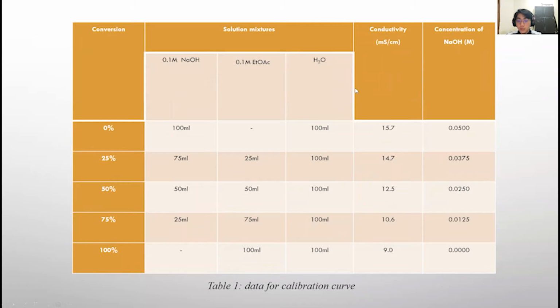This is the result that we get for the calibration curve. For 0% conversion, we get conductivity 15.7 and concentration of sodium hydroxide 0.05. When the conversion is 25%, the conductivity decreased to 40.7 and the concentration to 0.0375. For 50%, the conductivity is 12.5 and concentration is 0.0250. For 75%, conductivity we got 10.6 and concentration of sodium hydroxide is 0.0125. And for 100% conversion, we got conductivity 9.0 and concentration of sodium hydroxide 0.